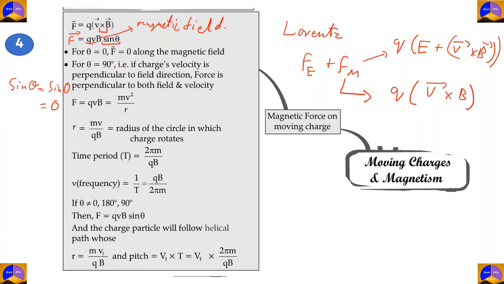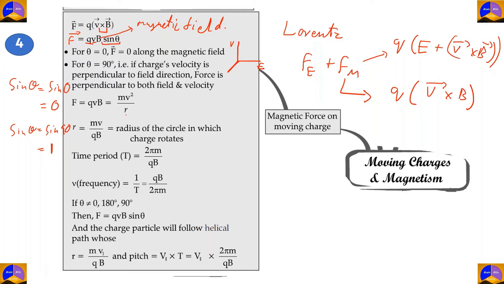For theta equal to 90 degrees, sine theta is equal to sine 90, and sine 90 becomes 1. So that means if the charge's velocity is perpendicular to the field direction, the force is perpendicular to both field and velocity. So this is velocity. This is the electric field. Then the force will also be perpendicular in a third dimension.